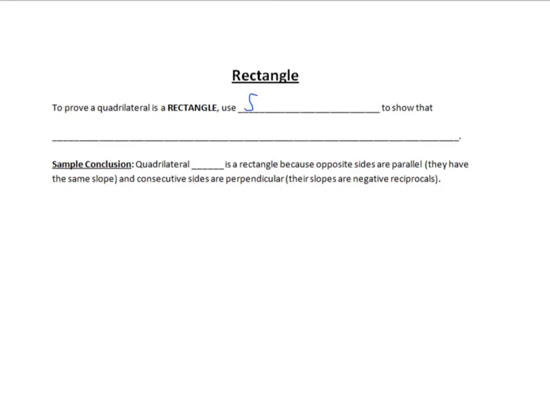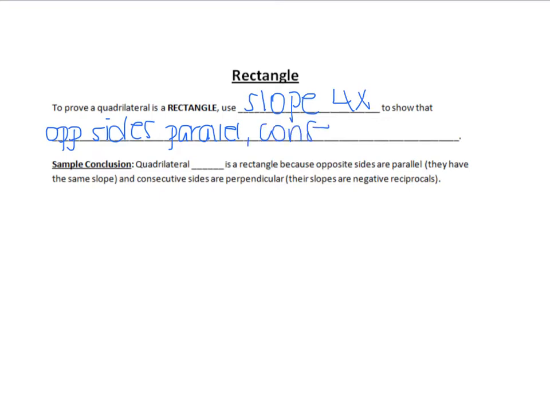To prove it's a rectangle, you're also going to do slope 4 times. If you remember, a rectangle is just a type of parallelogram, so we're still going to talk about opposite sides being parallel. But the difference between a rectangle and a parallelogram is now that the consecutive sides are perpendicular. Okay, if we think about a rectangle, there's right angles in each corner. So your sample conclusion, quadrilateral ABCD is a rectangle because opposite sides are parallel, they have the same slope, and consecutive sides are perpendicular, their slopes are negative reciprocals. Okay, again, make sure you're relating it back to the slope formula.